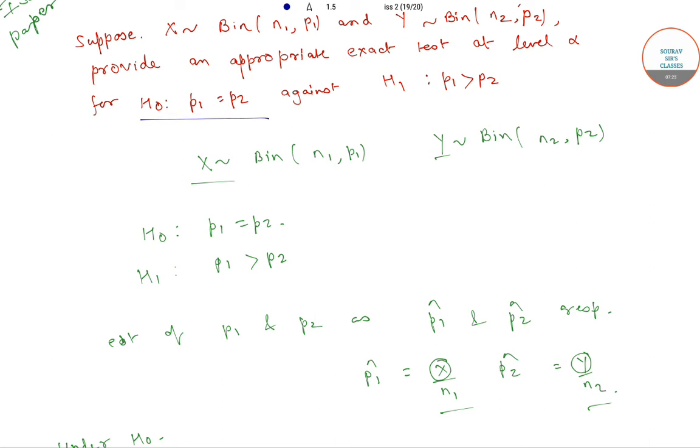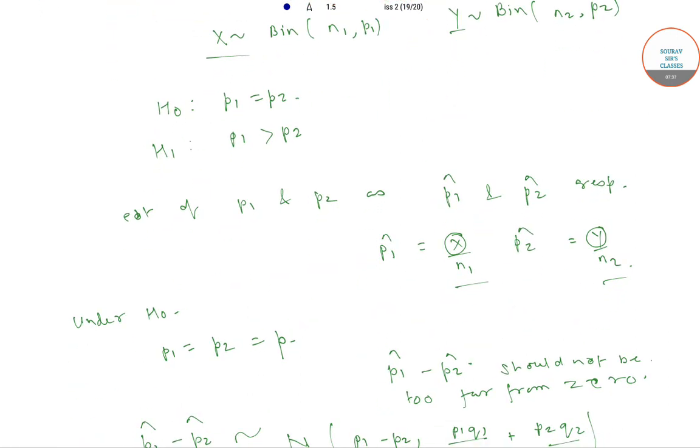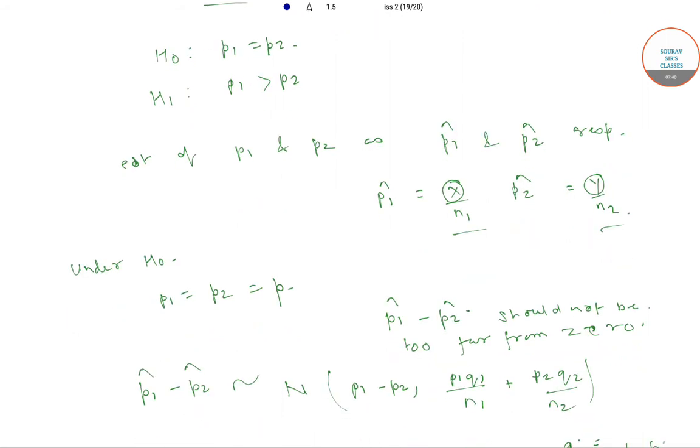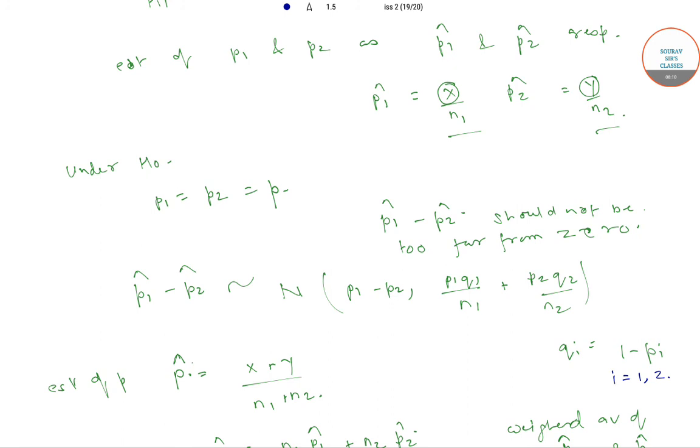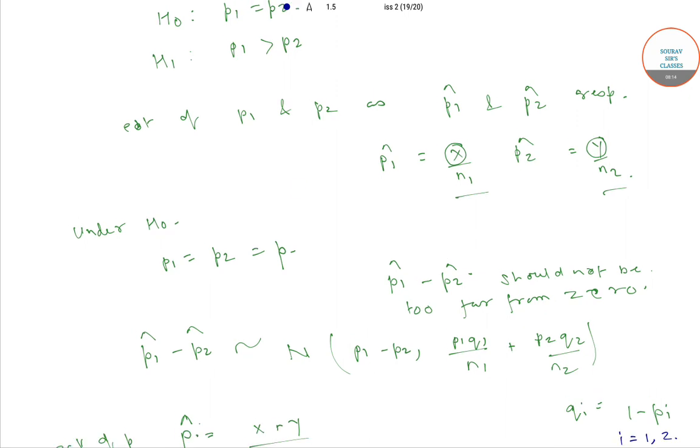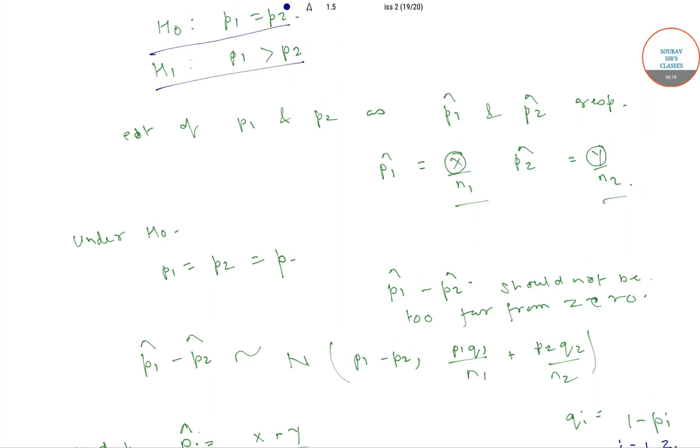This is the test for testing our null hypothesis H0, which is p1 equals p2, against our H1, which is p1 greater than p2. So first we write our H0 and H1. Then under H0 we have p1 equals p2 equals p. When n1 and n2 are sufficiently large, p1 cap minus p2 cap follows normal distribution with p1 minus p2 as mean and p1 q1 by n1 plus p2 q2 by n2 as variance, where qi equals 1 minus pi, where i runs from 1 to 2.